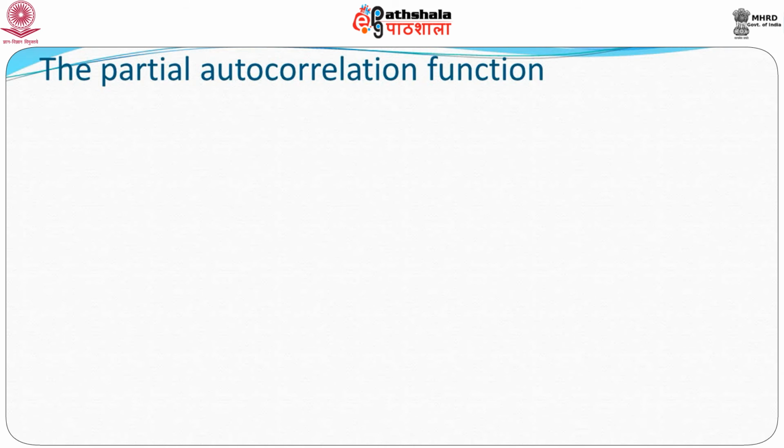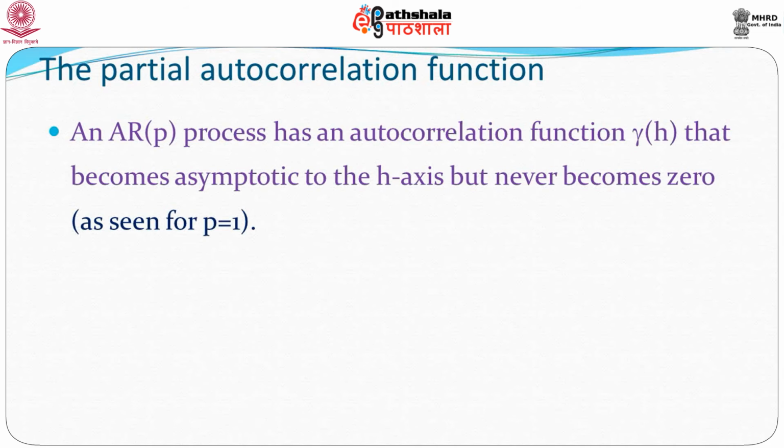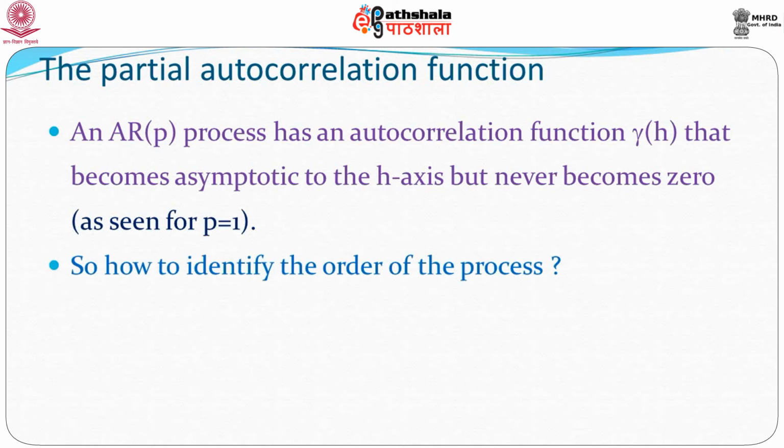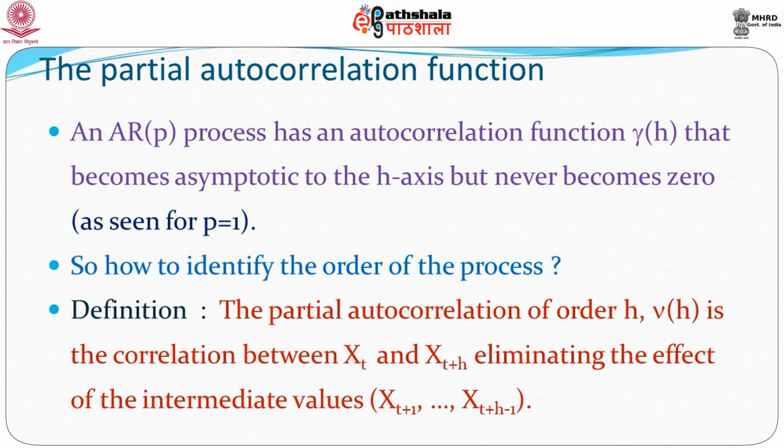Remember that for the AR process, we showed for the AR(1) that the autocorrelation function becomes asymptotic to the h axis, but it never becomes 0. So, the problem is, how do you identify the order of the process? For an MA process, the autocorrelation function was 0 beyond q. So, once it becomes 0, you will be able to identify the order of the process, but in this case you cannot do so. So, what is done is, we take recourse to a slightly different concept, which is referred to as the partial autocorrelation function.